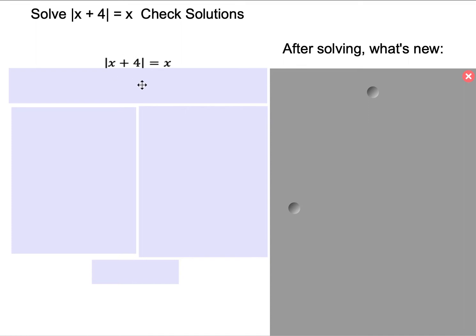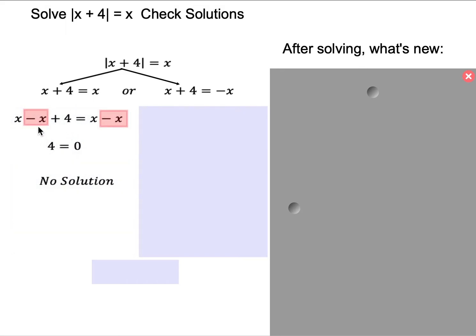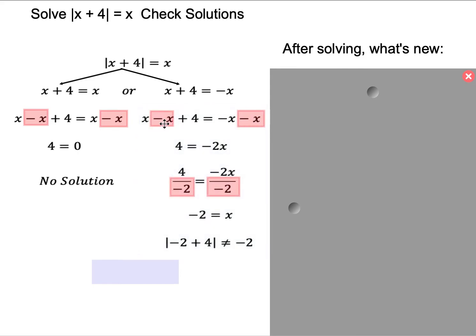Because the absolute value is by itself, we can split it into two equations. x plus 4 equals x, and x plus 4 equals the opposite of x. Now let's do the x plus 4 equals x first. If we subtract x from both sides, we get 4 equals 0, and that gives us no solution. There is no solution there. Okay, let's look at this one. We would subtract x from both sides. This gives us 4 equals negative 2x. Divide both sides by negative 2, and we get x equals negative 2.